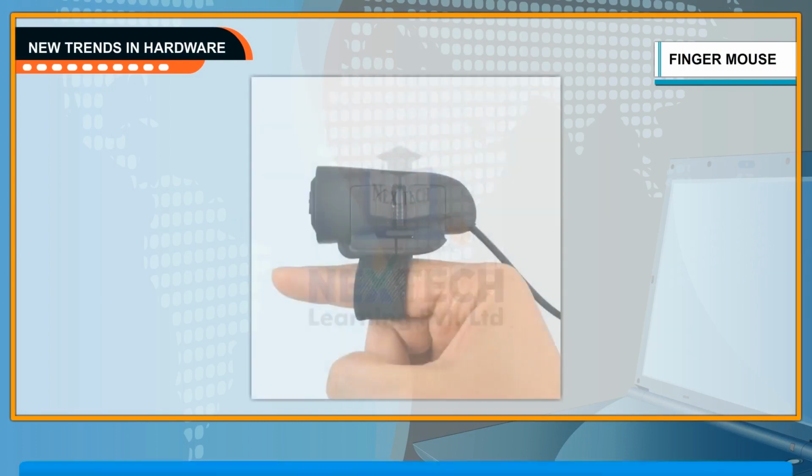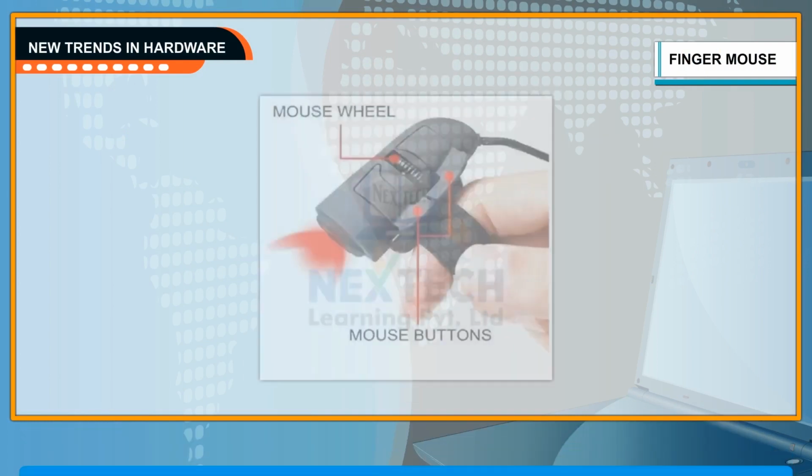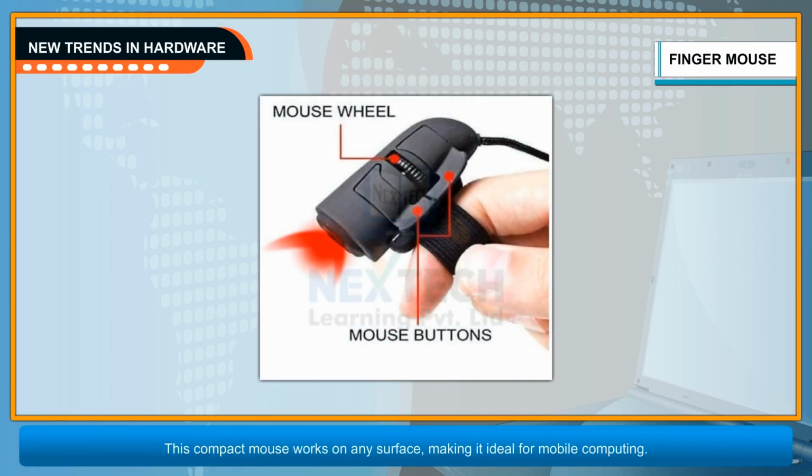Finger mouse. The finger mouse is a tiny mouse that fits on our fingers perfectly. This compact mouse works on any surface, making it ideal for mobile computing.